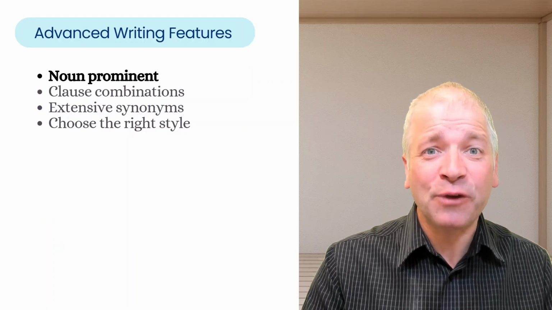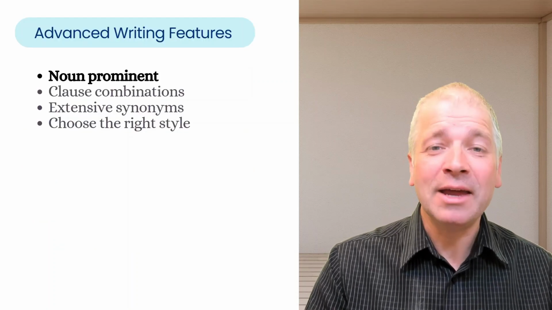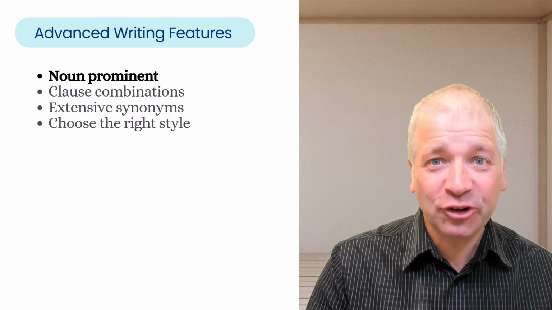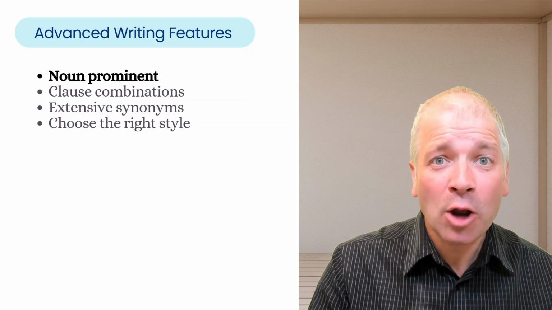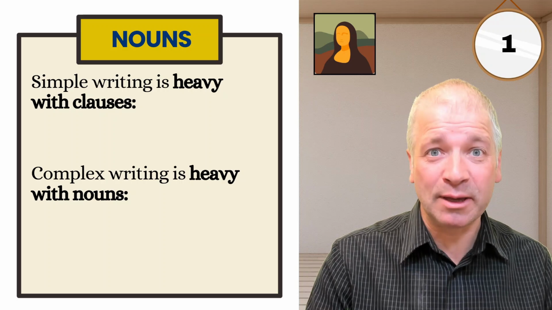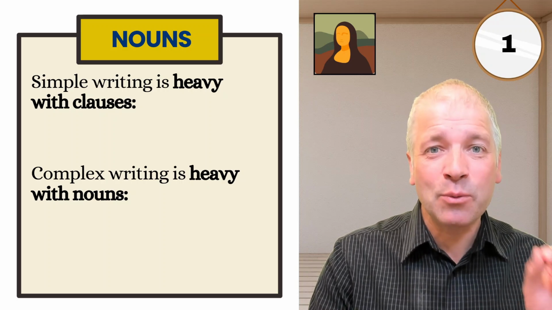I've arranged these 50 tips into 4 main groups: noun prominent, clause combinations, extensive synonyms, and choose the right style. We'll start with noun prominent. Simple writing is heavy with clauses, but complex writing is heavy with nouns.